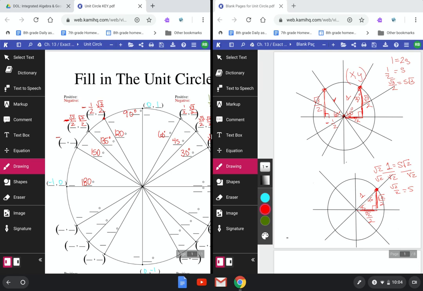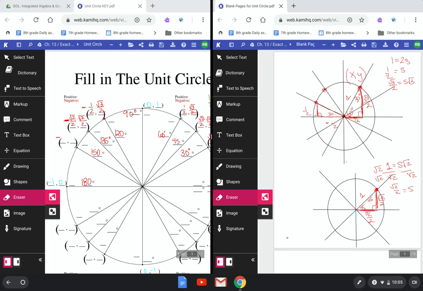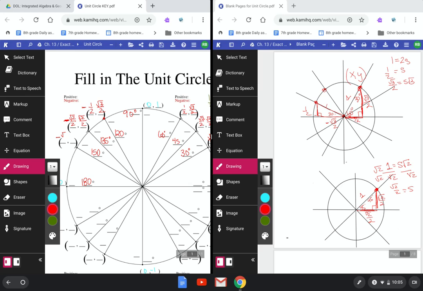And then for this last one, make that point into a right triangle. There's your angle. Your reference angle would be 30 degrees. So the 1/2 is here, and then this would be root 3 over 2. So your x value would be negative root 3 over 2, and your y value would be positive 1/2.